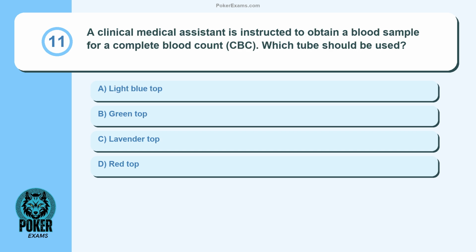Question 11. A clinical medical assistant is instructed to obtain a blood sample for a complete blood count, CBC. Which tube should be used? Light blue top, green top, lavender top, red top.